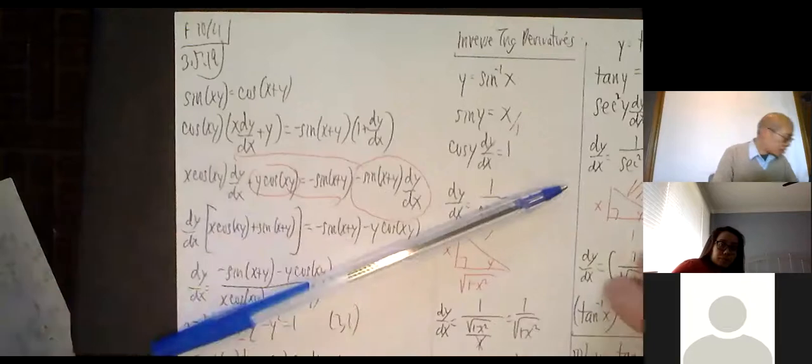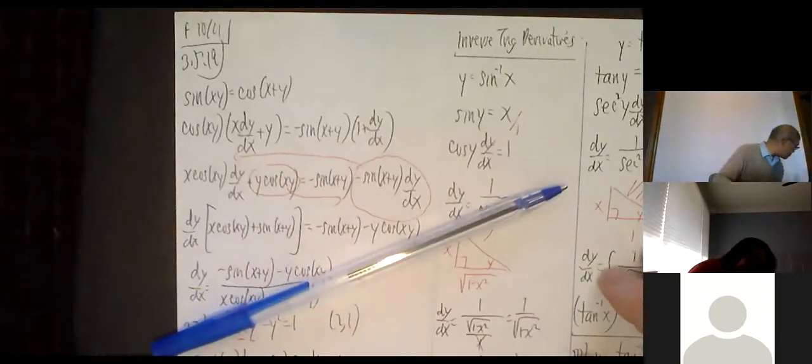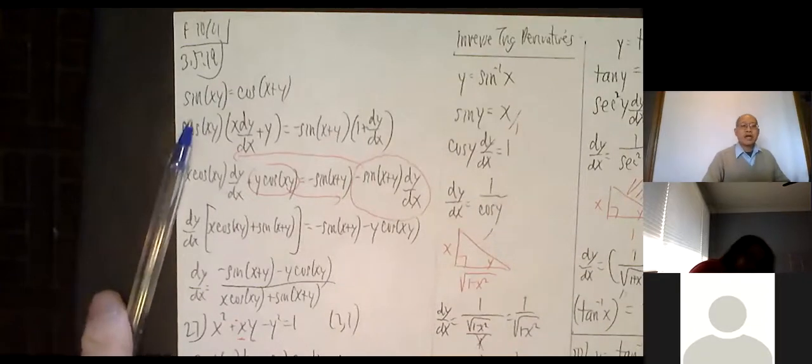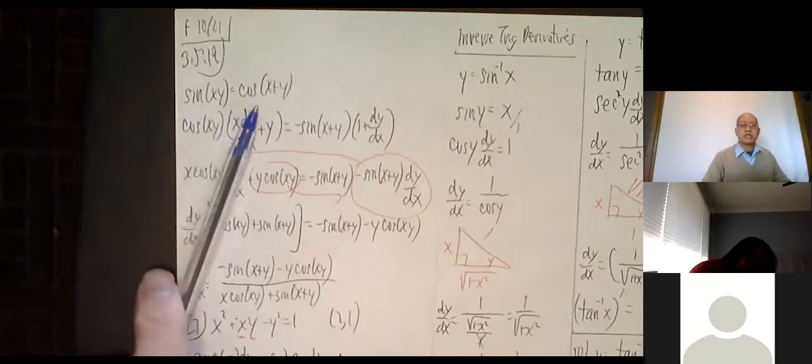But I was now going to show you 19, because this one can get real weird. So sine of xy equals cosine of x plus y. Okay, so this one gets pretty weird.